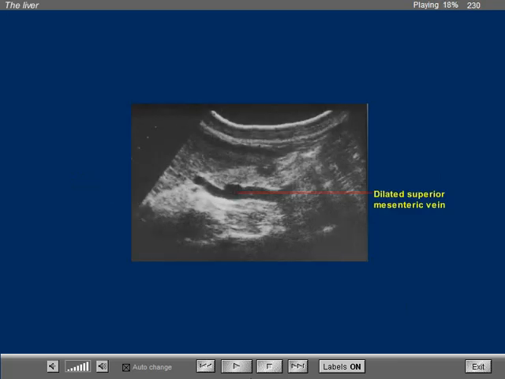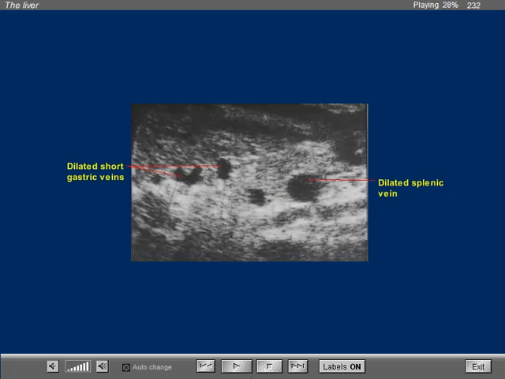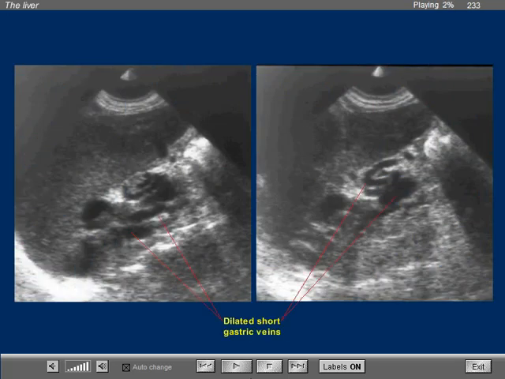This is a sagittal scan in the midline showing a dilated left gastric vein as well as the superior mesenteric vein. In this sagittal scan, we see dilated short gastric veins. Here we see dilated short gastric veins and the splenic vein. Note in these two images dilation of short gastric veins.